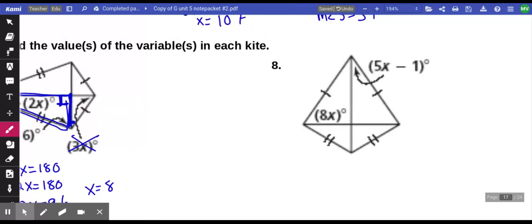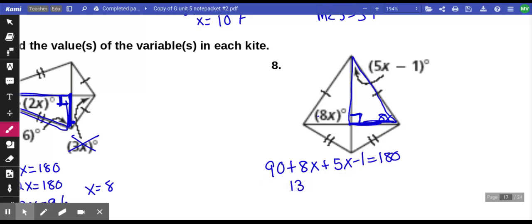Number 8. I know that 8x is on this left side. It's also on this right side. I also know that this in the middle forms a right angle. So then I'm going to look at this triangle right here. And the angles of a triangle add up to be 180. So it's 90 plus 8x plus 5x minus 1 equals 180. So that's 13x plus 89 equals 180. Subtract 89 from both sides. And 13x equals 91. Divide by 13, and x equals 7.